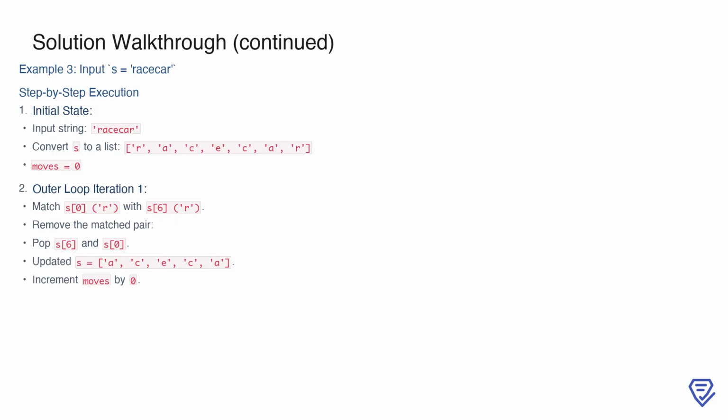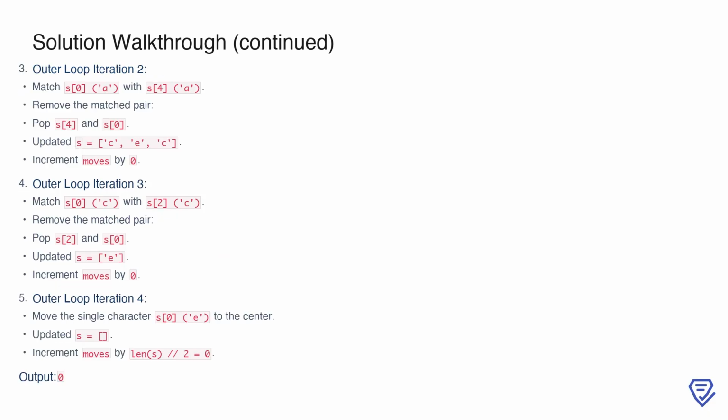Since the matched pair was at the ends, no moves are added to moves, which remains at 0. In the subsequent iterations, the process continues similarly. The leftmost A matches with the rightmost A, so we remove this pair and update the string to C, E, C, again requiring no moves.